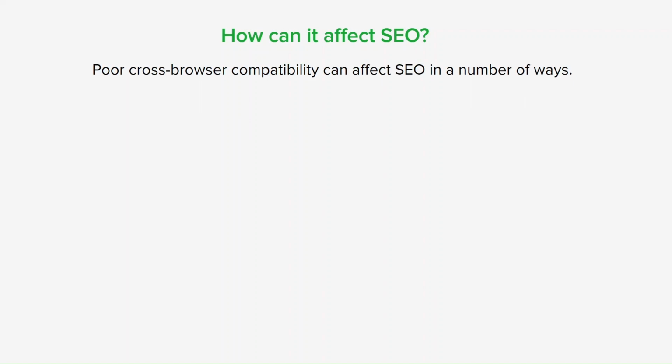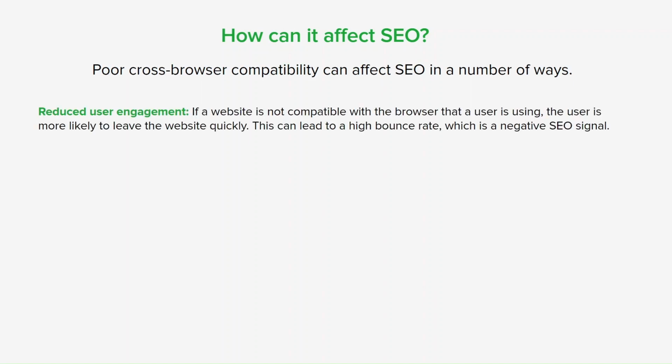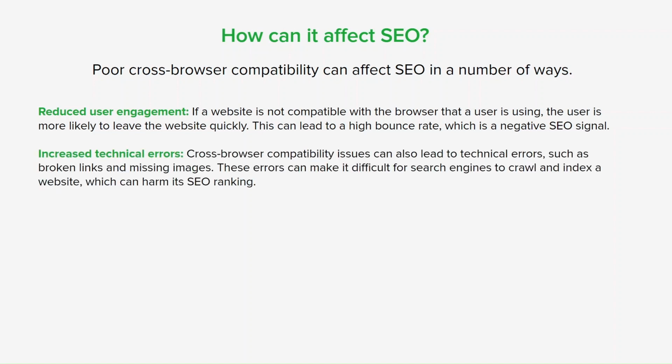So cross-browser compatibility can affect your SEO as well in a number of ways. First of all, you have reduced user engagement. If a website is not compatible with the browser, a user is more likely to leave the website quickly, and this will lead to a high bounce rate, which is a negative SEO signal. Cross-browser compatibility issues can also lead to technical errors like broken links and missing images. These errors can make it really difficult for search engines to crawl and index a website, which can harm its SEO ranking as well.